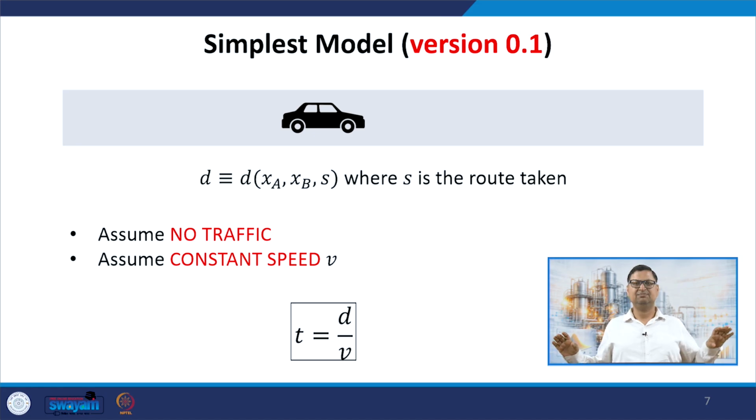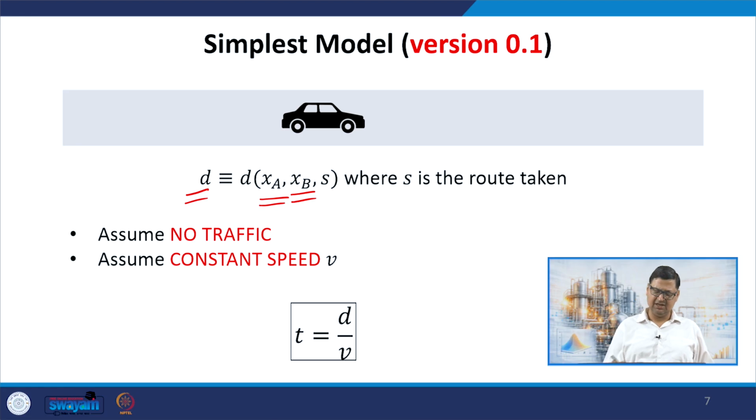So we have a car that is going on a road, and I am assuming no traffic, and I am assuming that the car is moving with a constant velocity v, right? Now you can imagine that the distance between point A and point B is going to be some function of the geographical locations A and B and the route which I am taking, and there can be multiple routes. So you can imagine that I am considering only one particular route, and we are looking at the distance along that route, right? So we'll assume no traffic and constant velocity v.